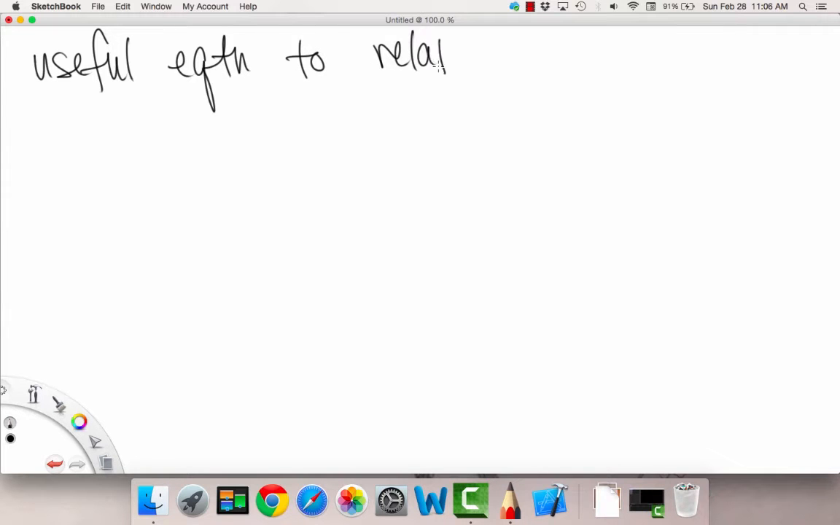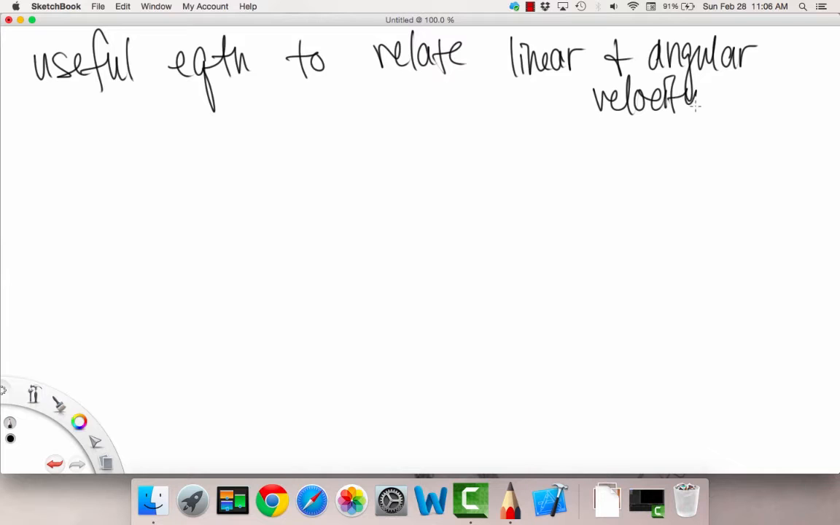Lastly, here's a useful equation to relate our linear and angular velocities. We're going to start with v, our linear velocity, and we said that's equal to distance over time. In this case, our distance happens to be the arc length, just because we're dealing with circles and moving on a circle. So arc length over time.